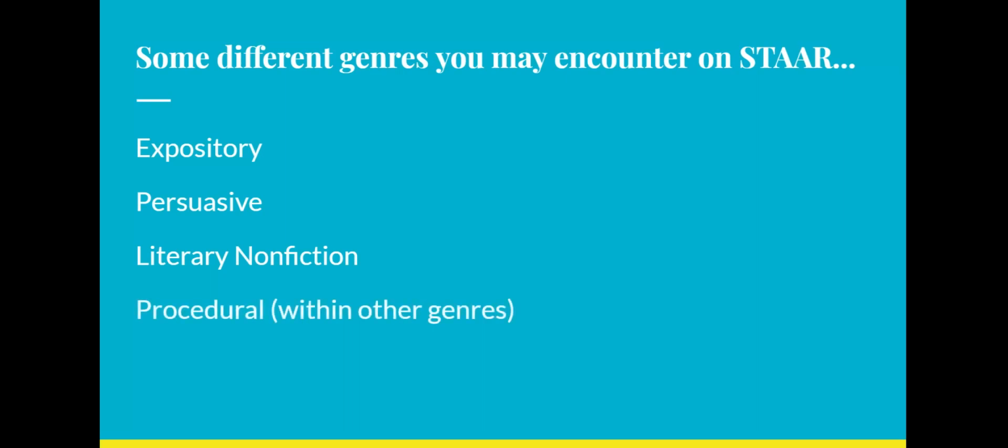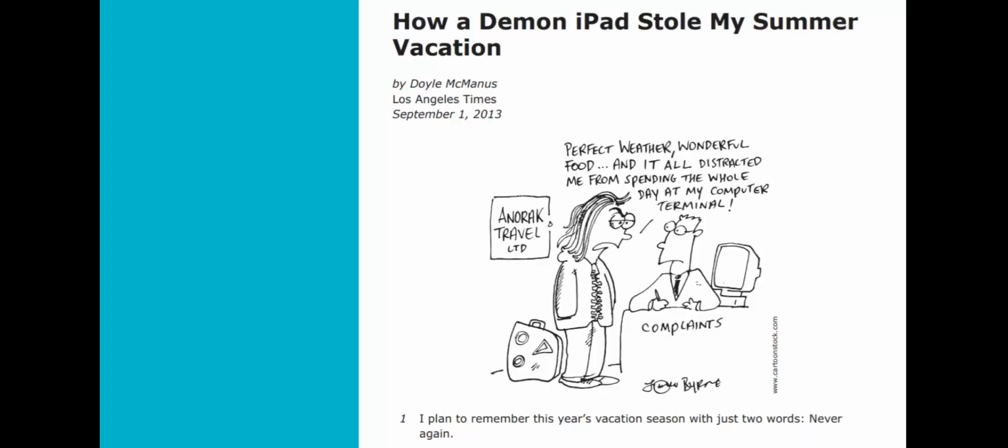A procedural text, meaning like a how-to, something you probably did when you were in elementary school, but this is going to be kind of within the other genres, not something that stands on its own, as well as different kinds of media. This will be embedded within the other genres as well. So that means like looking at charts or graphs or pictures, things like that, that will help reinforce the main idea of the nonfiction text. Let's take a look at an example text from a released STAAR test from 2017.